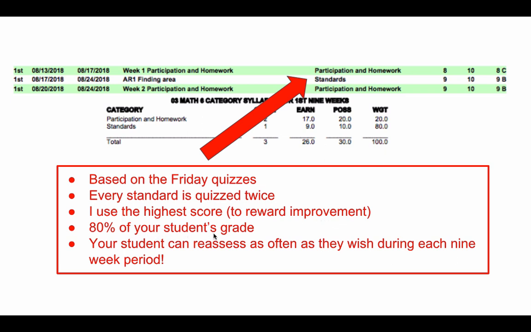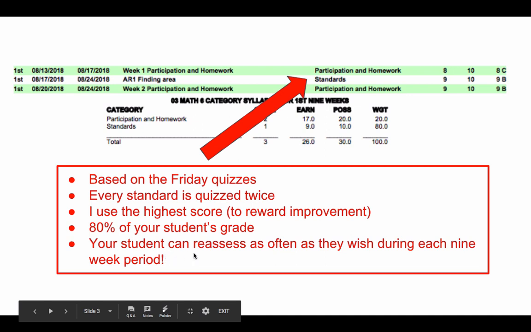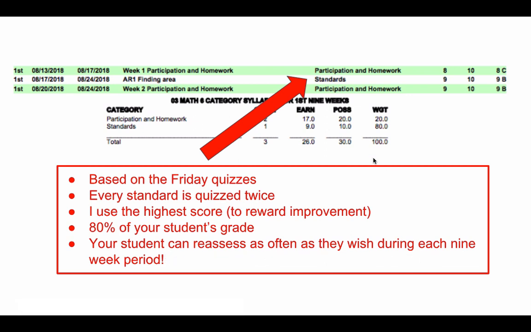These standards are very important. They are 80% of your students' grades. So when you see standards on a detailed progress report or in JCampus, understand that that is a lot of your student's grade. However, your student can reassess as often as they wish during each 9-week period. So I let students take these quizzes again and again.